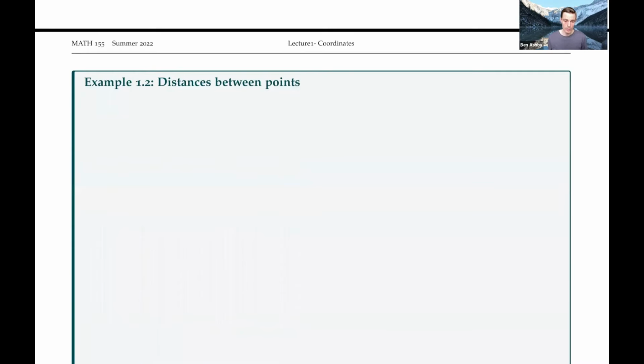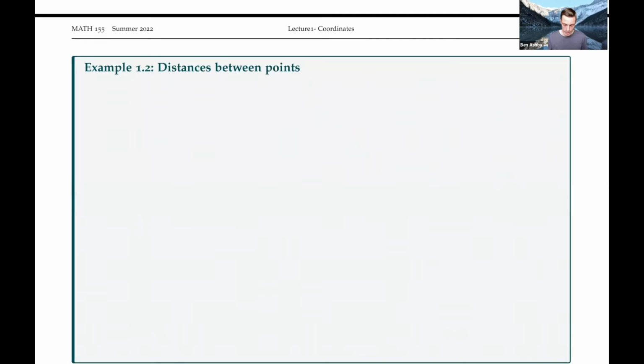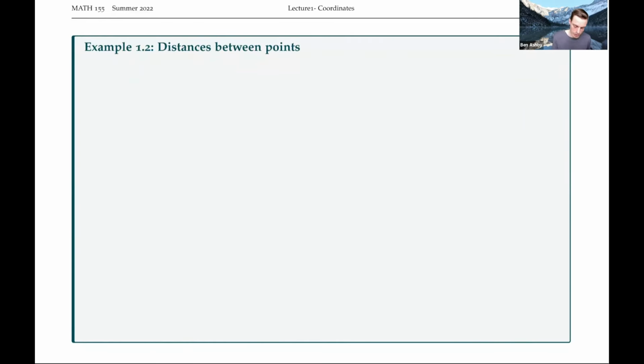So to give an example, if we have a point P in R4, and let's call this (1, 0, -1, 4). And we've got some point Q equal to (2, 3, a half, 0), say.